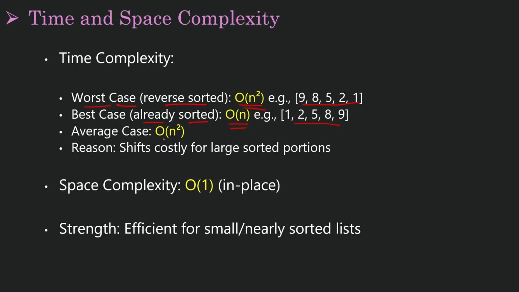Average case, big O of n squared, as shifts are common. Why? Shifts can be costly for large sorted portions. Space complexity. In place, using only a few variables. So, big O of 1 extra space.